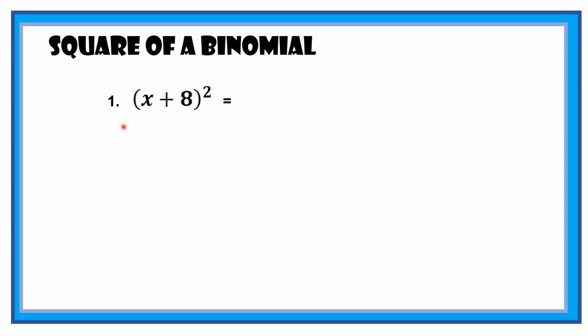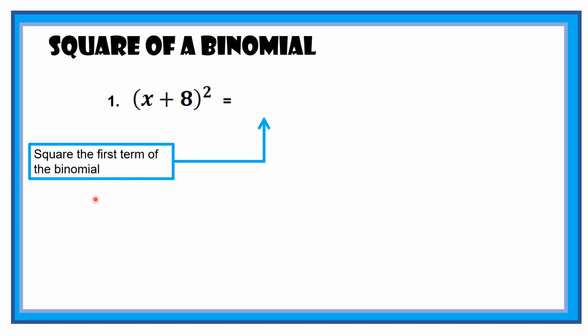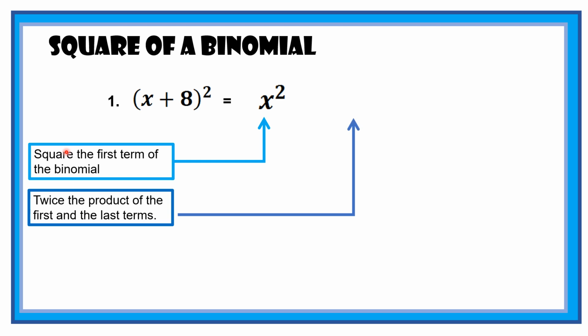Example number 1. Quantity of x plus 8 squared. So first step, square the first term of the binomial. So the first term is x, so squared natin, so we have x squared. Step number 2, twice the product of the first and the last terms. So we have 2 times the first term, which is x, and the last term, which is 8. So 2 times x times 8.